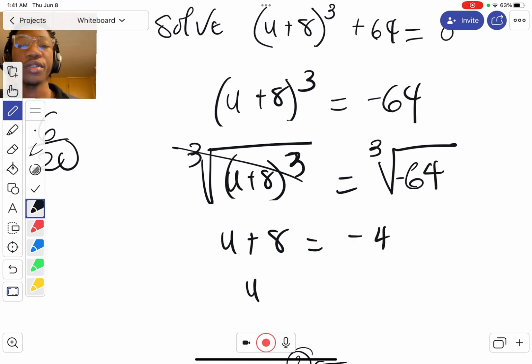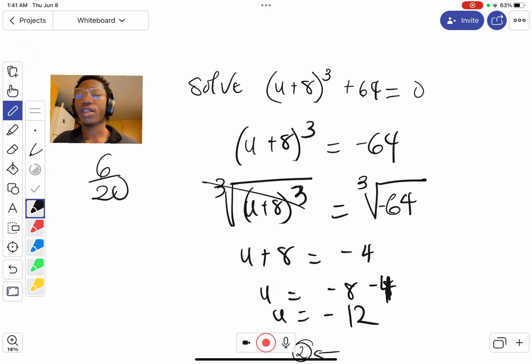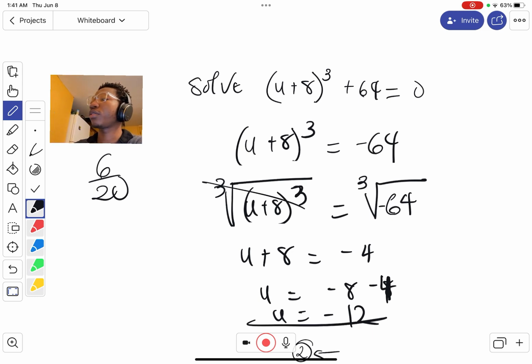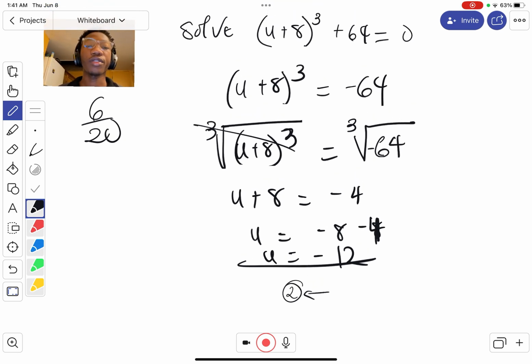So it's going to be u = negative 4 minus 8, so u will be equal to negative 12. That's what u should be equal to. Let me check the answer real quick. And that was our answer, that's what we were looking for. So u is equal to negative 12.